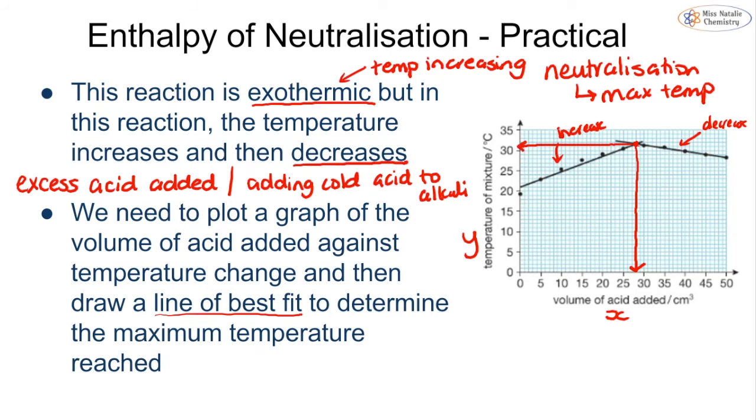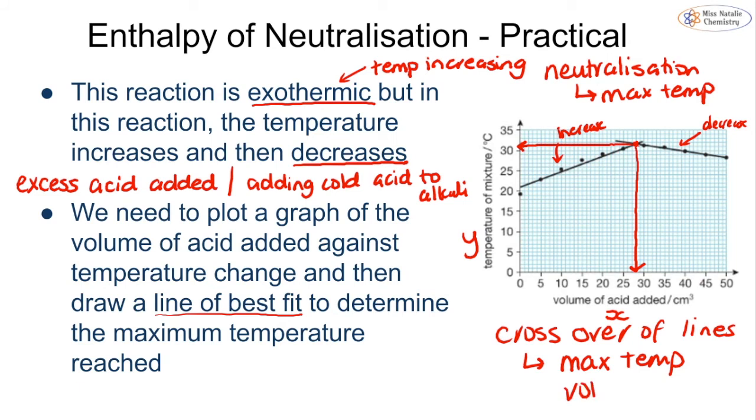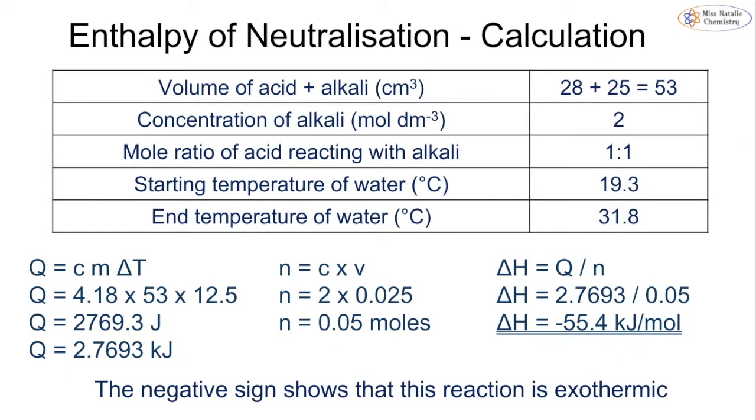So from the crossover of the lines, I get my max temperature and the volume of acid that is used. And these are the 2 things that I need in order to do my calculation. So now what I have is my volume of acid I've read from the graph. So this 28 comes from the graph.